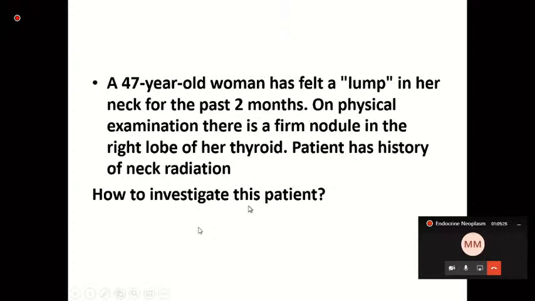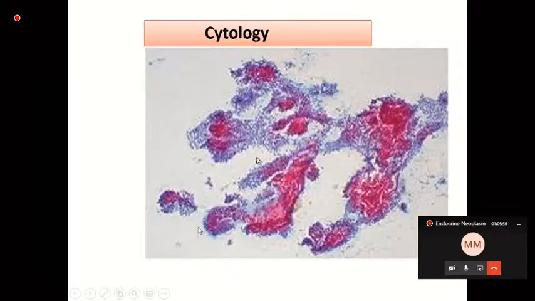So what is your investigation? A patient comes with a nodule. Remember, we just mentioned we have to do the hormones, TSH hormone. If normal, we have to do ultrasound. We see whether it is cyst or solid. Then FNAC, right? So if FNAC shows this, what do you see?